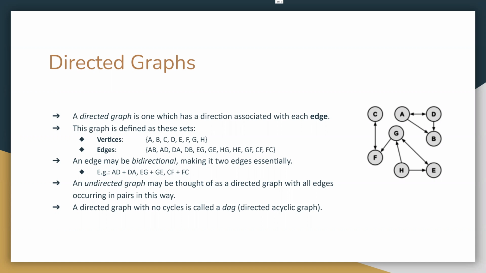And then from A to D, you have A to D, and then there's also D to A, right? So basically, the bidirectional edges mean that there are 2 connections in a directed graph, making it 2 edges essentially. So if you think of an undirected graph in a different way, you could think of them as a directed graph with all edges that are bidirectional.